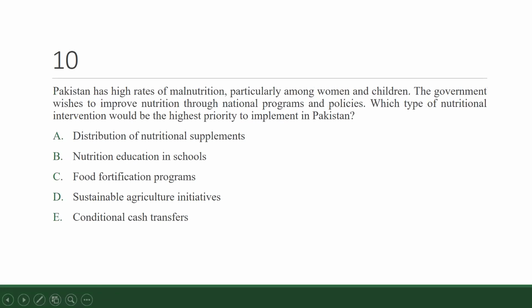Pakistan has high rates of malnutrition, particularly among women and children. The government wishes to improve nutrition through national programs and policies. Which type of nutritional intervention would be the highest priority to implement in Pakistan? A. Distribution of nutritional supplements. B. Nutrition education in schools. C. Food fortification programs. D. Sustainable agriculture initiatives. And E. Conditional cash transfers.